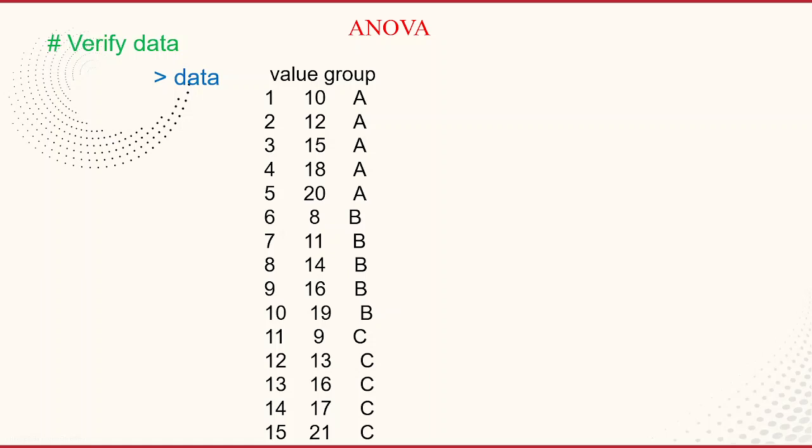So the previous command is used to form these columns like this. All of A, B, C come under the same column. Now here we are comparing the value and group. Value is all the values, that is 12, 15, 18, 8, 11 like this. And group tells which group it belongs to: A group, B group, or C group.